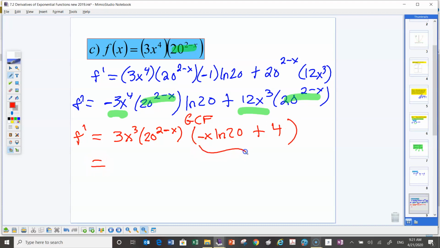They might reverse the order of this factor, so they might write their final answer as 3x cubed, 20 to the 2 minus x, 4 minus x ln 20, but it really doesn't matter. Both answers are the same.